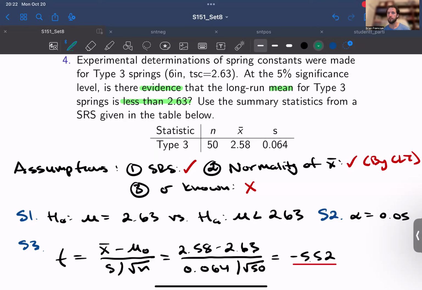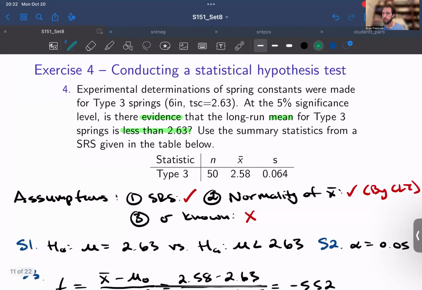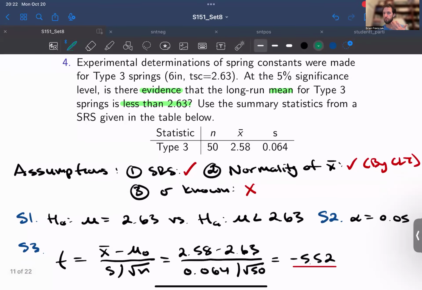So this is the last part of exercise number 4, slide 22, lecture set 7. I will go over what we covered in class. First, the problem is given some information about the theoretical spring constant of type 3 springs.